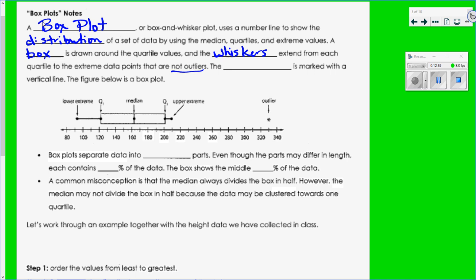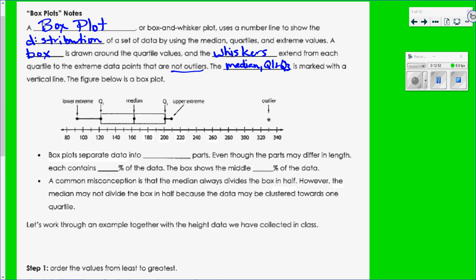The median, Q1 and Q3 are all marked with a vertical line. That is part of what makes the box plot.